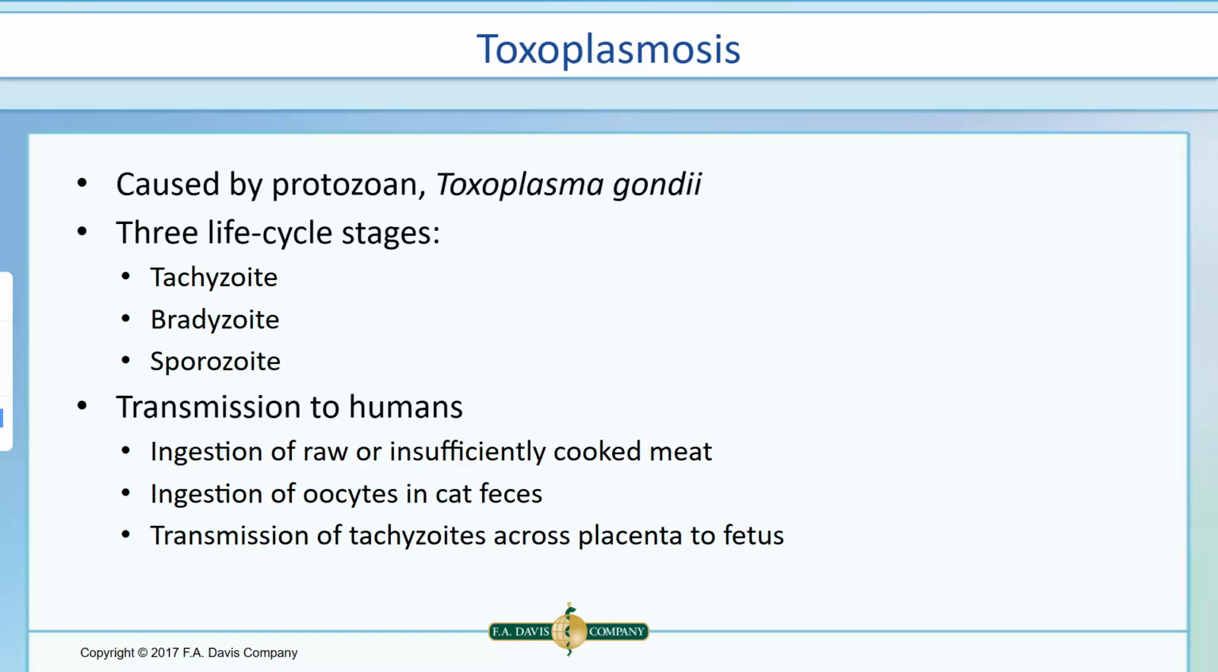So toxoplasmosis, like I was mentioning, is caused by the protozoan Toxoplasma gondii. There are 3 life cycle stages: the tachyzoite, bradyzoite, and sporozoite. Transmission to humans is through ingestion of raw or insufficiently cooked meat, ingestion of oocysts in cat feces, and it can also be inhalation. If it gets into your respiratory tract, usually that ends up just getting swallowed down into the intestinal tract. And there is transmission of tachyzoites across the placenta to the fetus.